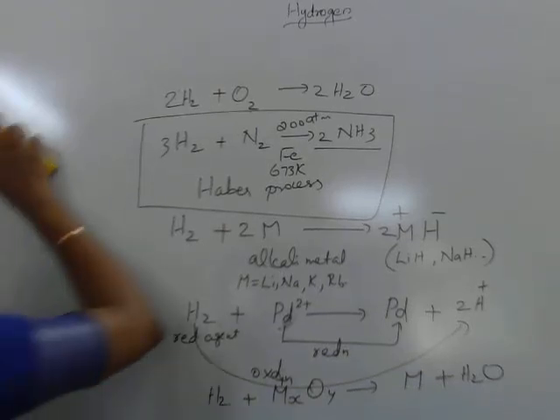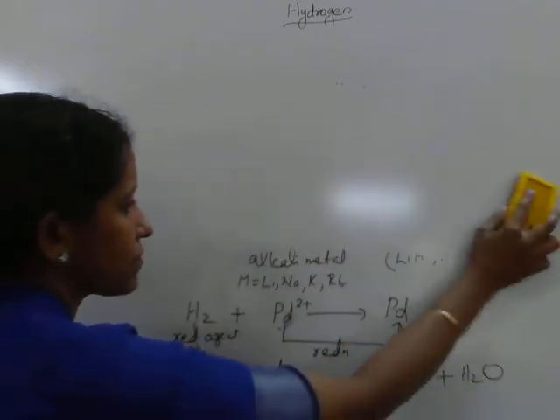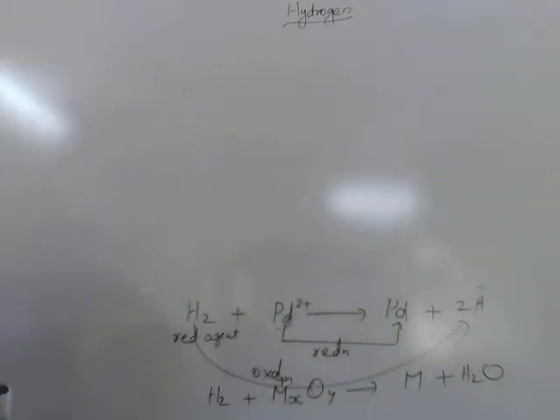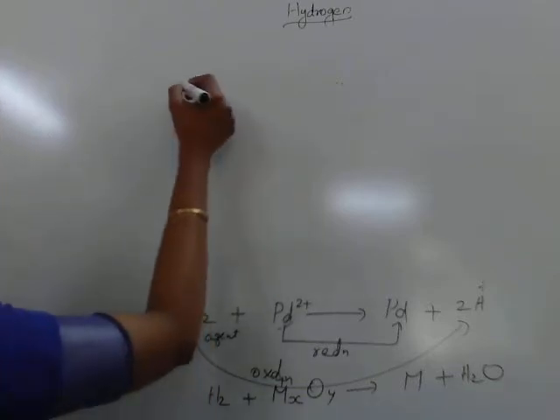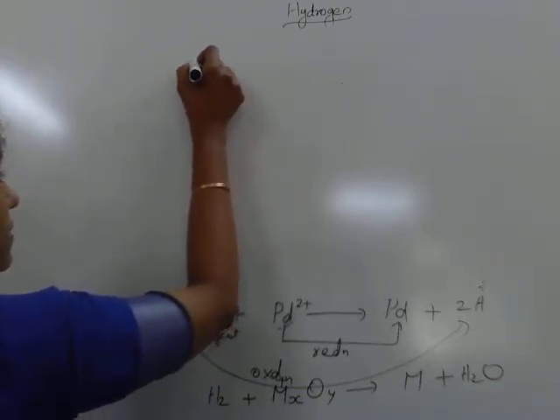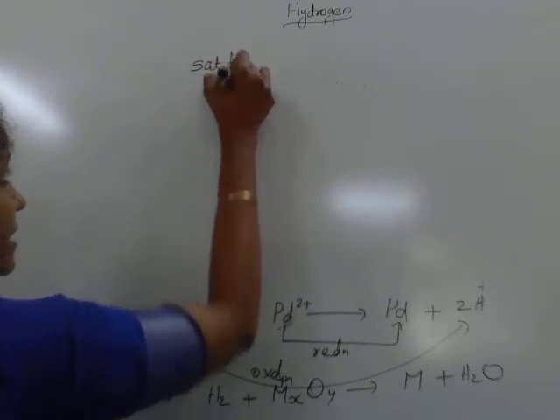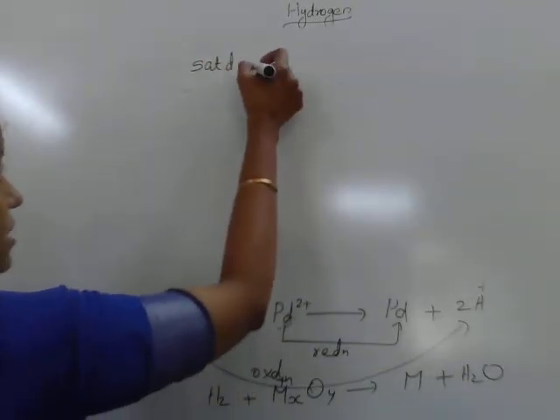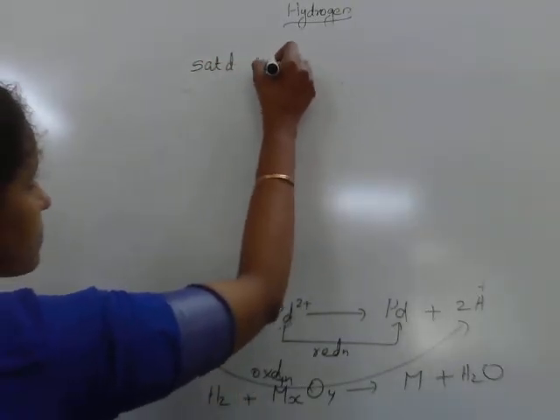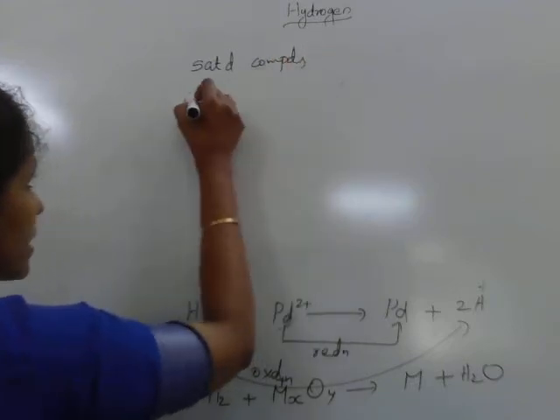Now, the reaction of dihydrogen with organic compounds, organic compounds like unsaturated compounds. Organic compounds are of different types. You might have studied in your class 10 that saturated compounds are there and unsaturated compounds are there.